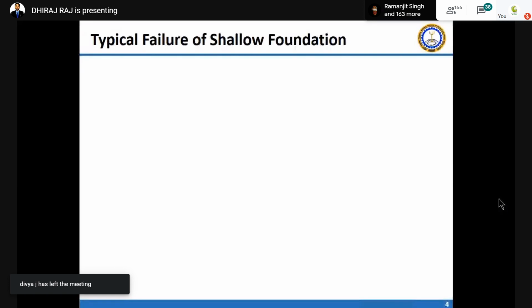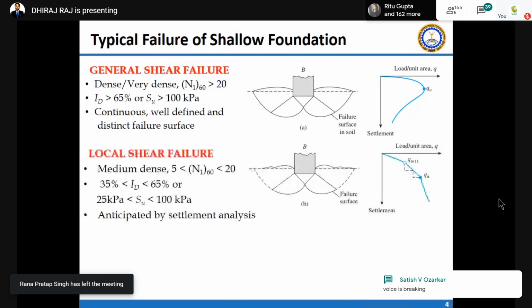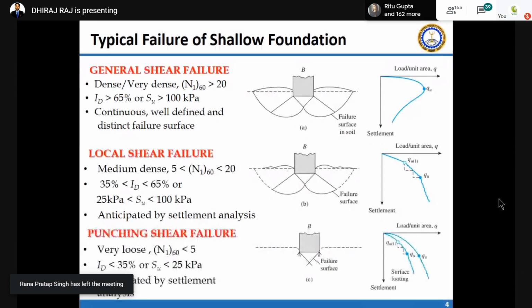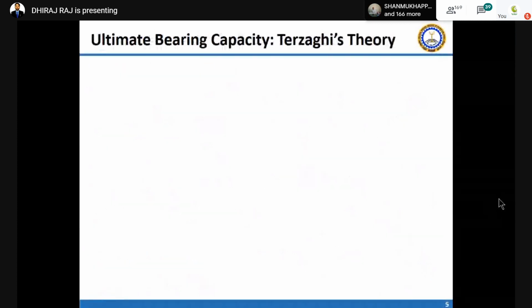So what is happening? A typical failure of shallow foundations. You can see three distinct failures: general shear failure, local shear failure, and punching shear failure. These three are very common types of failure, and this has been going on since very old times. General shear failure, you can see in which category and where it is applicable, and local shear failure and punching shear failure. Especially punching shear failure is for very loose sand or loose clay.